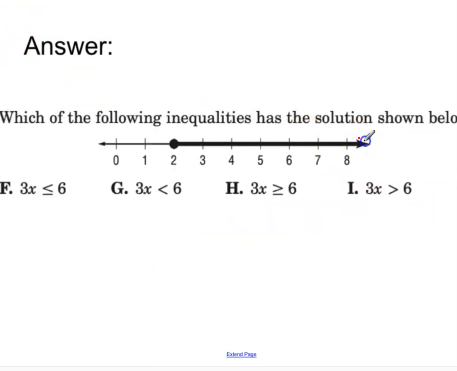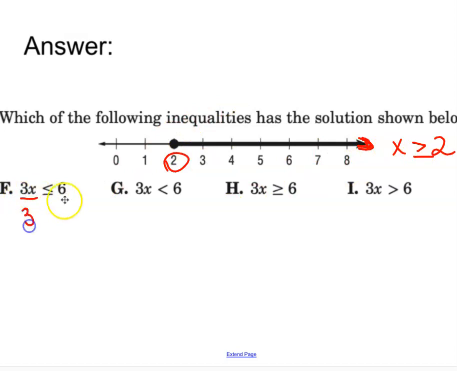We know by looking at this graph, remember, it's going to be a closed circle. My inequality symbol is going to follow the direction of the arrow, and it goes to the number 2. So we are looking for the inequality with the solution of x is greater than or equal to 2.